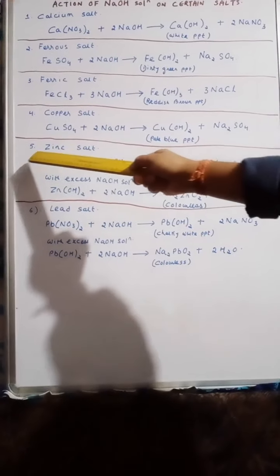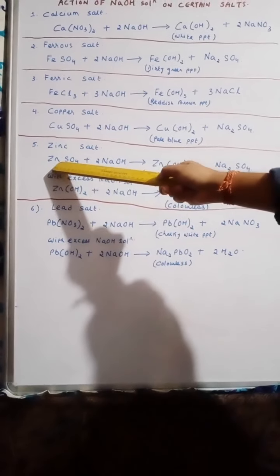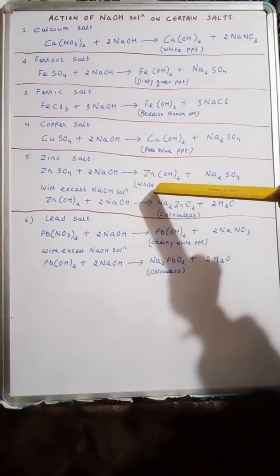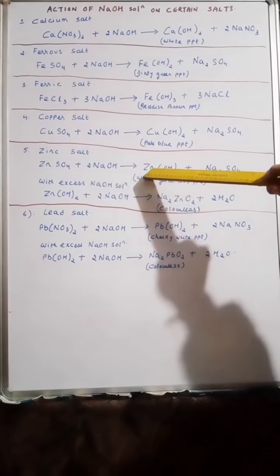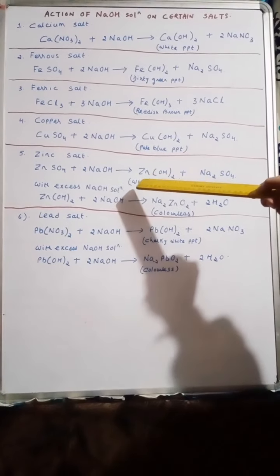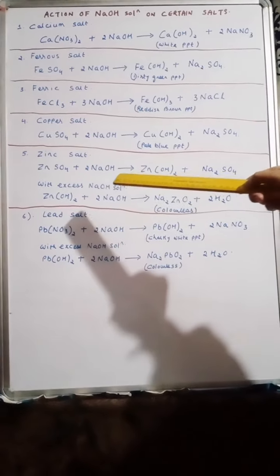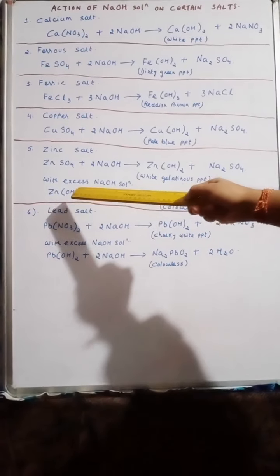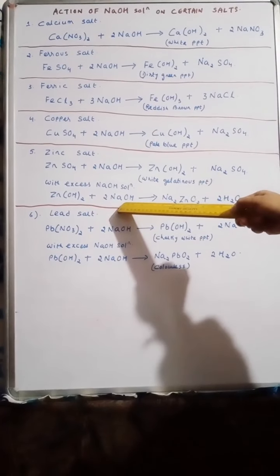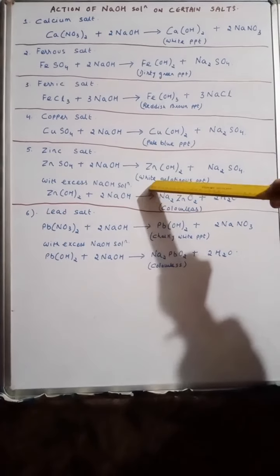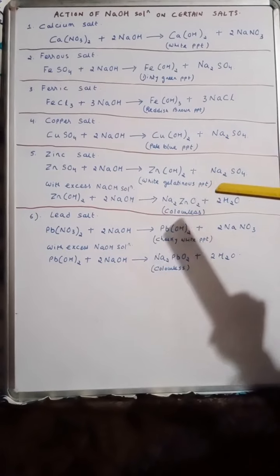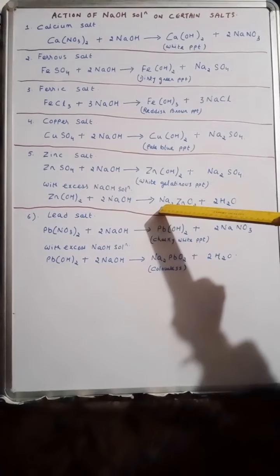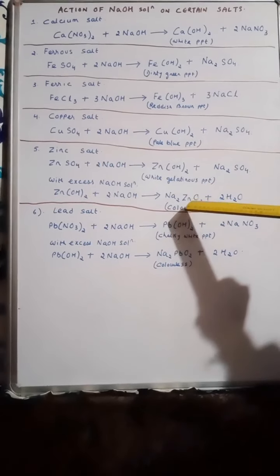The fifth one is the zinc salt. If you treat zinc salt like zinc sulfate with sodium hydroxide solution, you see a white gelatinous precipitate getting formed, that is zinc hydroxide. And when you add excess sodium hydroxide solution, the white gelatinous precipitate, zinc hydroxide, reacts with sodium hydroxide solution and changes its color and becomes colorless. That is due to the formation of sodium zincate, Na2ZnO2.